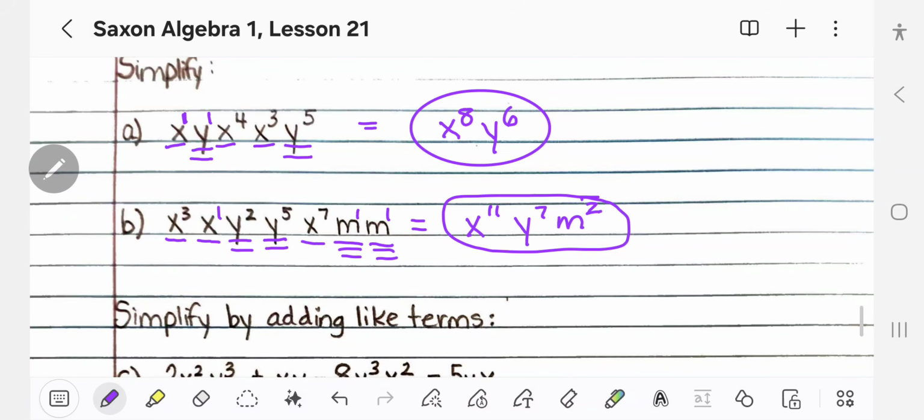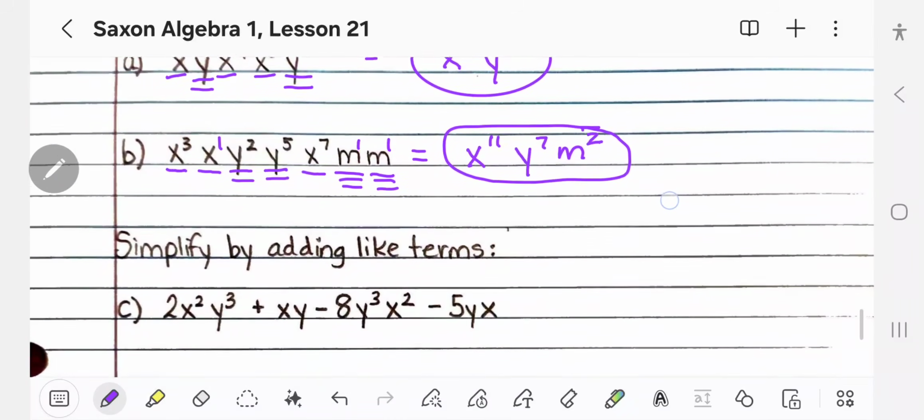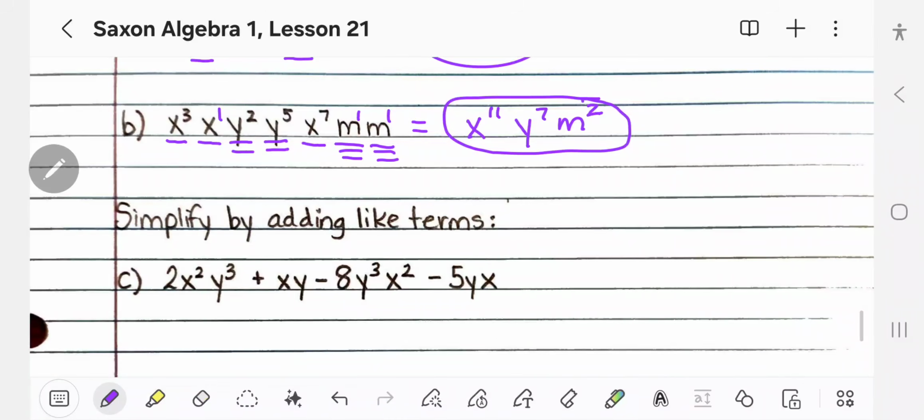The next section says simplify by adding like terms. They could have just said simplify, but they're helping you out. They're reminding you, okay, now these are going to be adding. Okay, we've got more than one term. So here's a term plus, here's a term. It'd be better if I did it like this. Separated by these, and here are our terms. 1, 2, 3, 4. 4 terms.